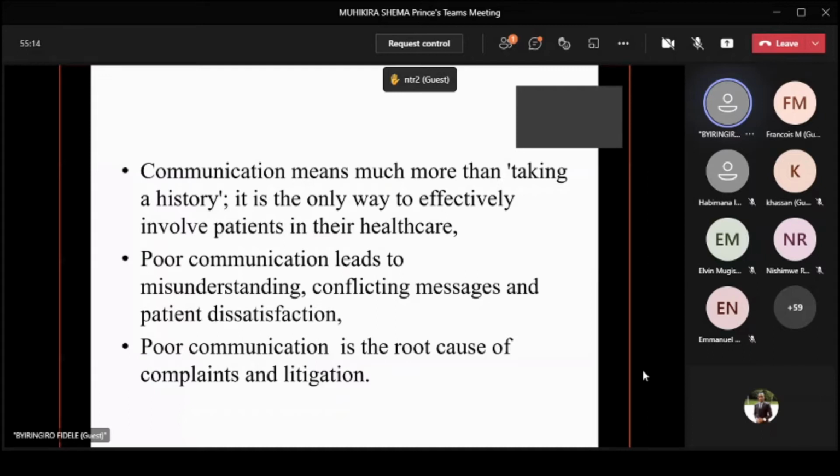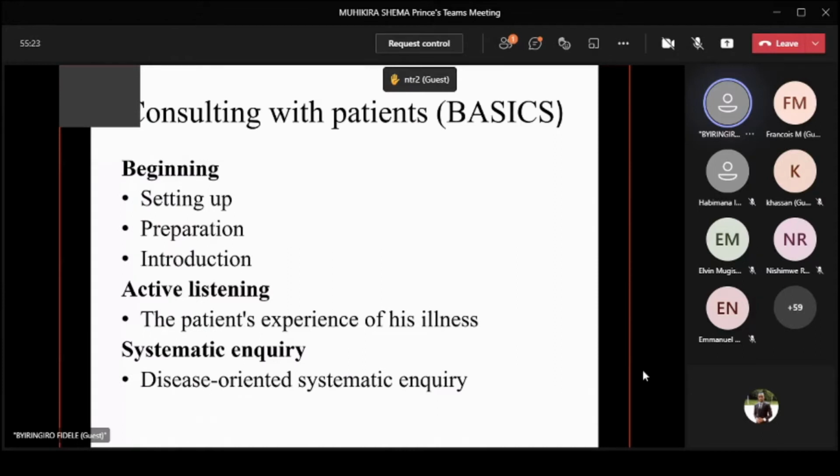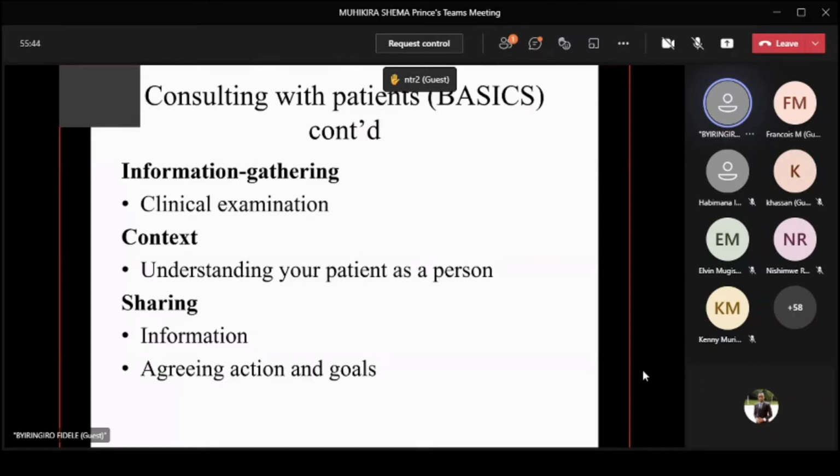At the beginning, you need to set up your location. You need to be prepared, and you need to introduce yourself. You need to actively listen to the patient's experience of their illness, and you need to have a systematic, disease-oriented inquiry. You need to get a thorough clinical examination and understand your patient as a person, and share information or agree on actions and goals.